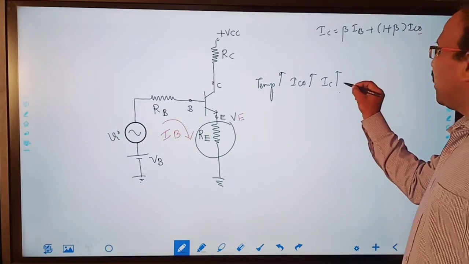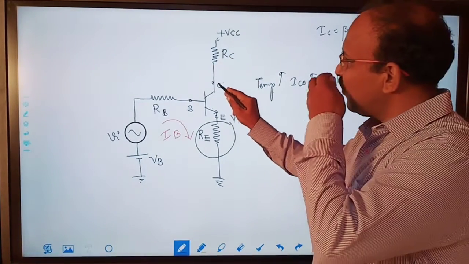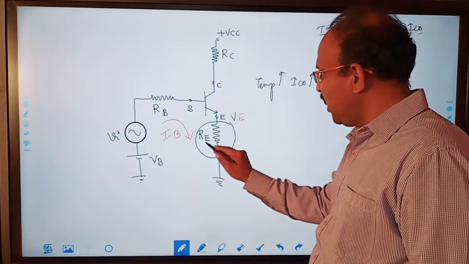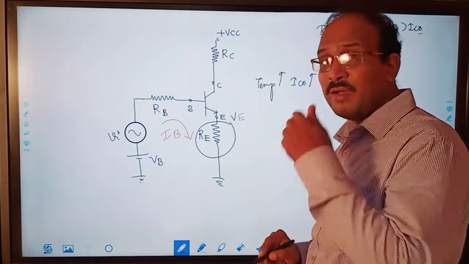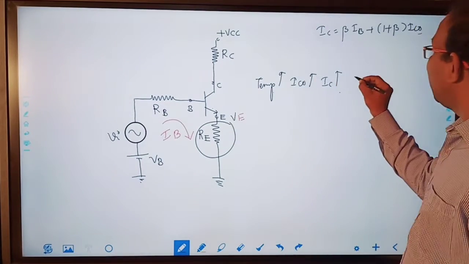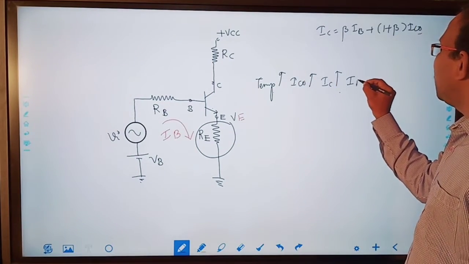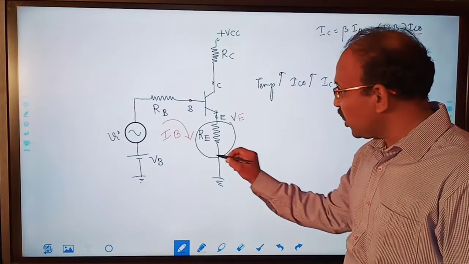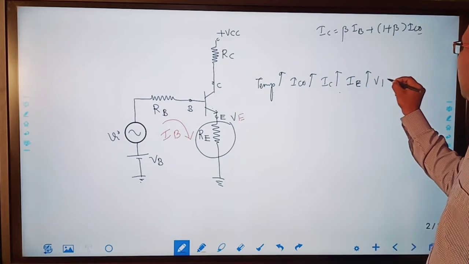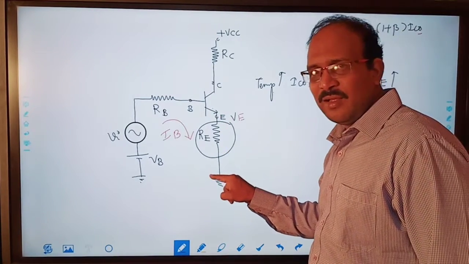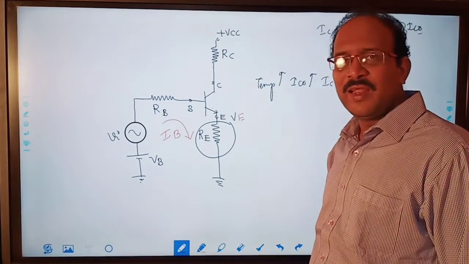Now what will happen? Because of increasing IC from this side, what is the emitter current? IB plus IC is equal to the emitter current. So here, because of increasing IC, IE will increase. Okay. If IE increases, what about the voltage? Voltage VE will increase. See, the current through this is increasing, so the drop across this will increase.